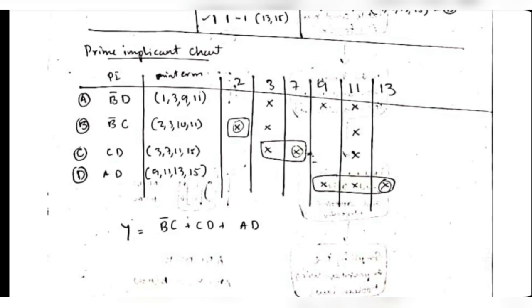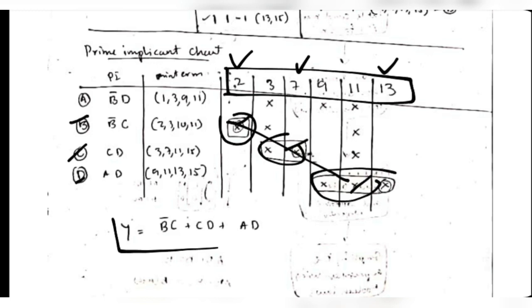And then you will do the same thing, find the column which has a single x, and then make the pairs and try to cover all the min terms. Okay, and that's your final answer.